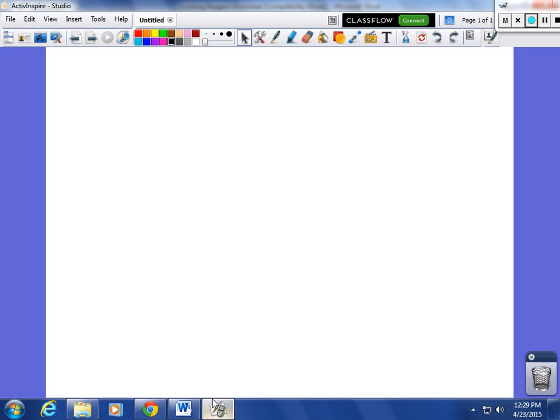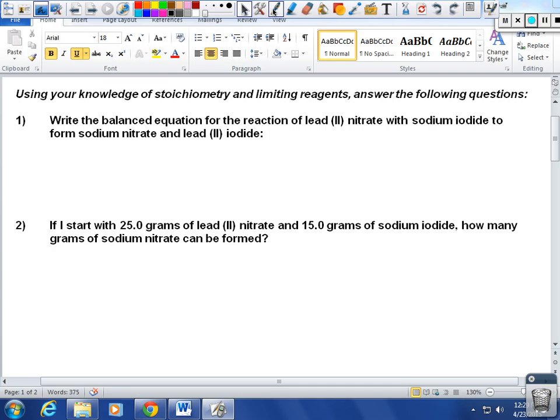Matter of fact, let me go to this real quick, because I want to highlight a few things. Don't write on this sheet yet. We're going to come back to it in just a minute. So notice how they've already phrased this question: if I start with 25 grams of lead(II) nitrate.